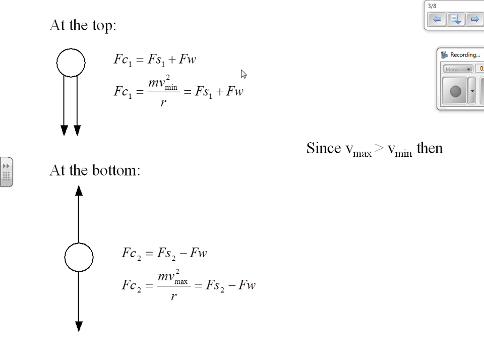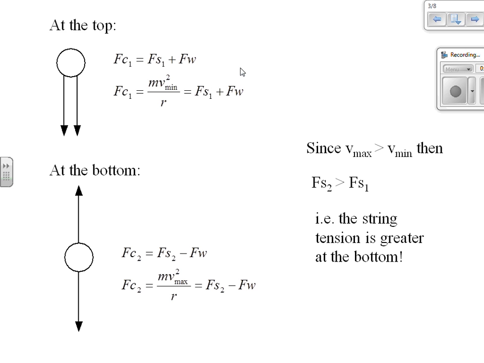Now, I'm hoping you all agree v max is bigger than v min by definition, the speed component. Which means that the tension at the bottom, FS2, must be greater than FS1. Tension in the string is greater at the bottom.